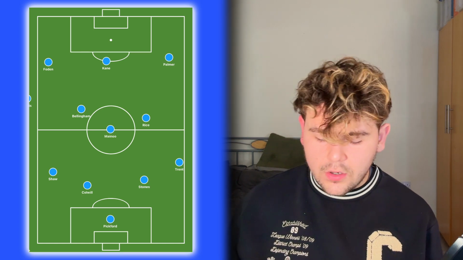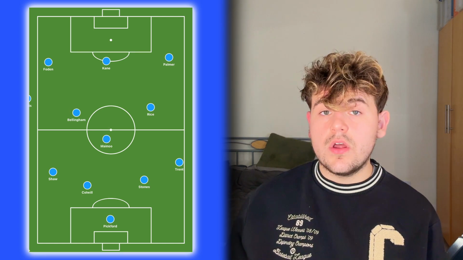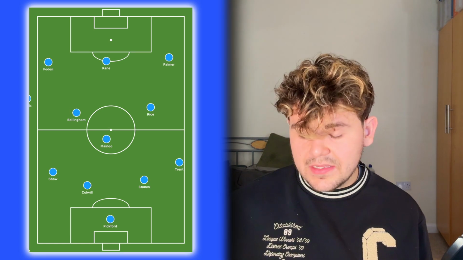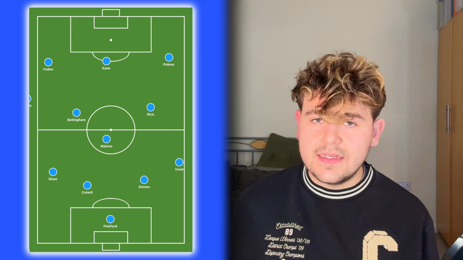For me, the 4-3-3 is the obvious choice. Whether he'll do it, I don't know. For me, that is the best lineup for England. It gets the best players in the best positions, and I think we win tournaments. I think we're entering that era, guys. It's happening. It's happening. Thomas Tuchel's going to take us to a trophy.